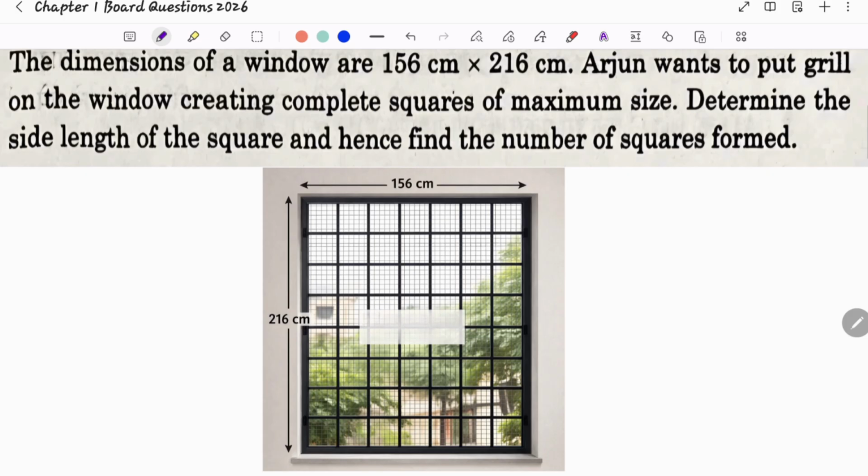So first find the HCF of these two. So first number is 156. Next number is 216. So write the prime factors of these two. 156 equals 2 square multiplied by 3 multiplied by 13. Next, 216 equals 2 power 3 multiplied by 3 power 3. So find the HCF of these two numbers.